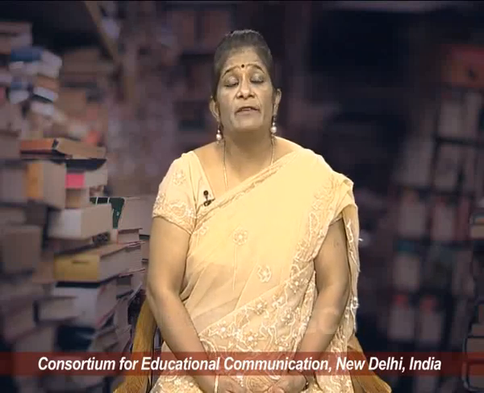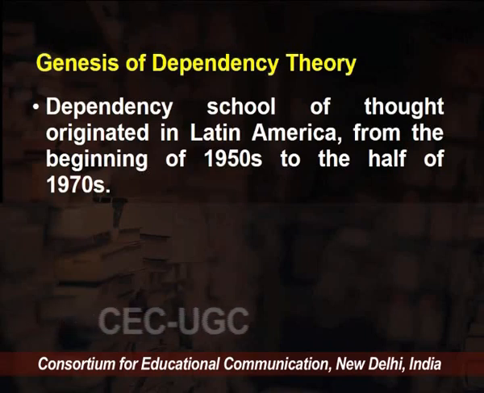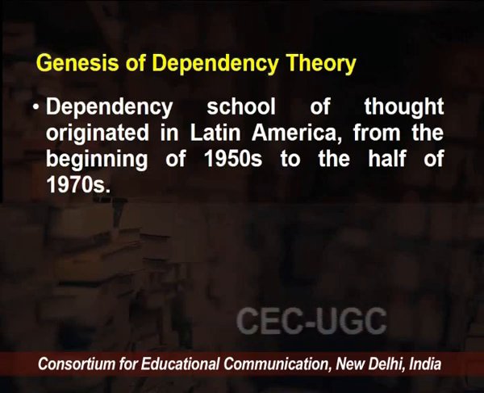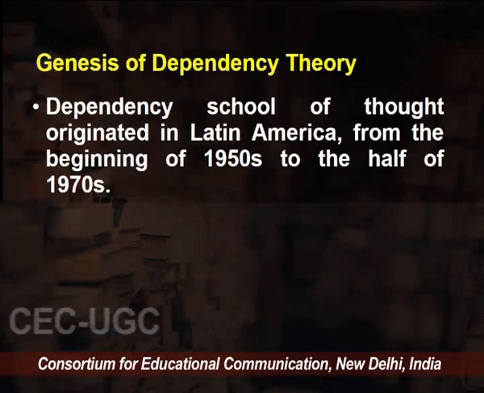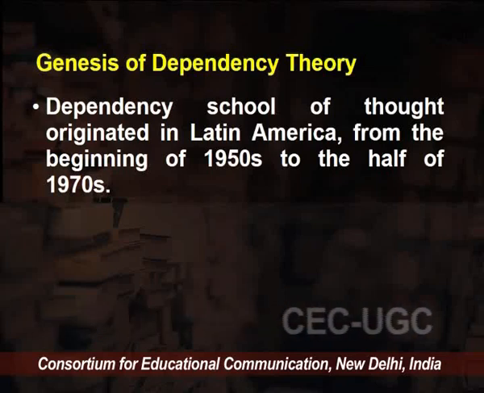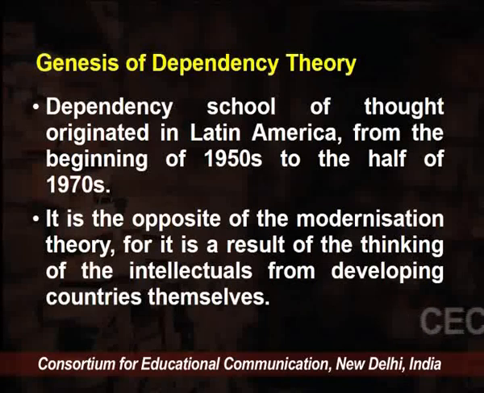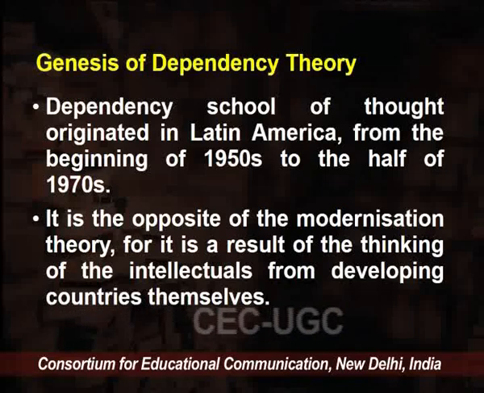So in this part of the lecture, we are going to discuss the dependency theory. If we were to understand the genesis of dependency theory, we see that the school of dependency emerged in Latin America from the beginning of the 1950s to the middle of the 1970s. When we compare the modernization theory with the dependency theory, it is completely opposed to modernization. Rather, the dependency theory emerges as a critique of the modernization theory.